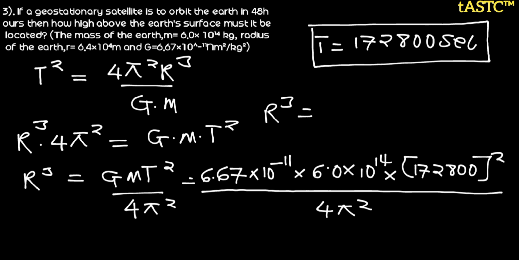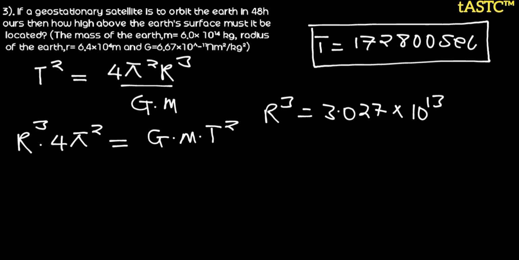Okay, so that gives us 3.027 multiplied by 10 raised to the power of 13. So I'm just going to wipe these up. Yep. Now what is going to be the r? Obviously we need to take the power of 1 over 3 to both sides, and so that will take this out.